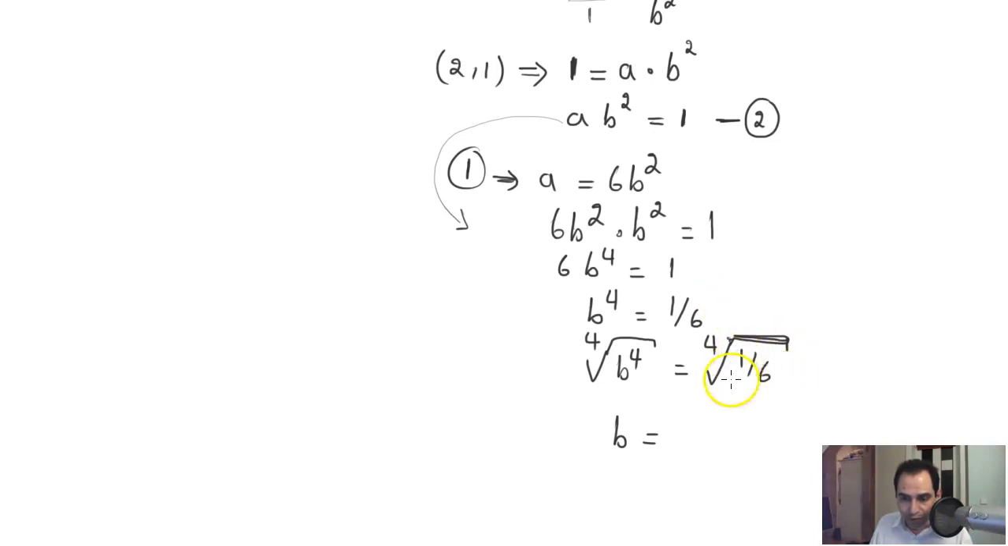So the fourth root of 1 divided by 6 is the fourth root of 1 divided by 6. It just shows me some number, 0.638943142, and of course it stops here. So there is no more digit that I can see.